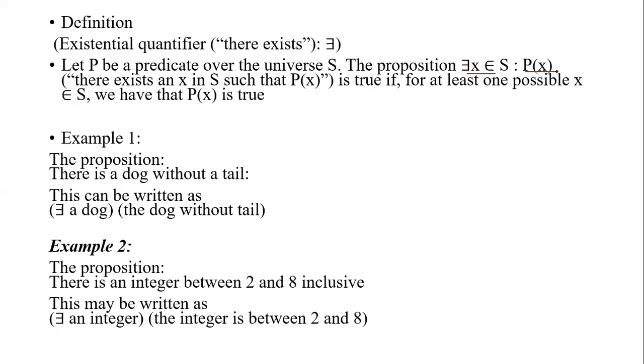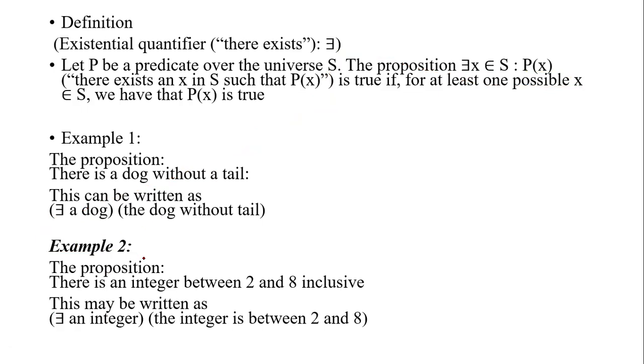Now, example 1. The proposition: there is a dog without a tail. This can be written as: there exists a dog, the dog without a tail. So we are using this symbol for that. There exists a dog, now you have a dog without a tail. So you can translate it to that.